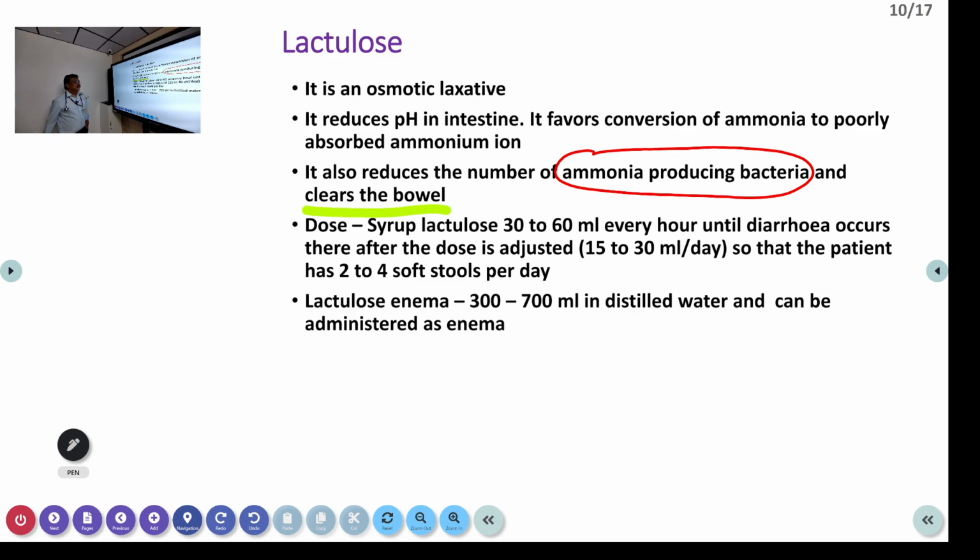Now dose, you can give either syrup 30 to 60 ml every hour until the diarrhea occurs. Okay, that is very important. Until the patient passes 2 to 4 soft stools per day, or you can even give lactose retention enema. Some patients who are not able to take any oral drugs, and if they don't have a Ryle's tube, you can go for lactose retention enema.